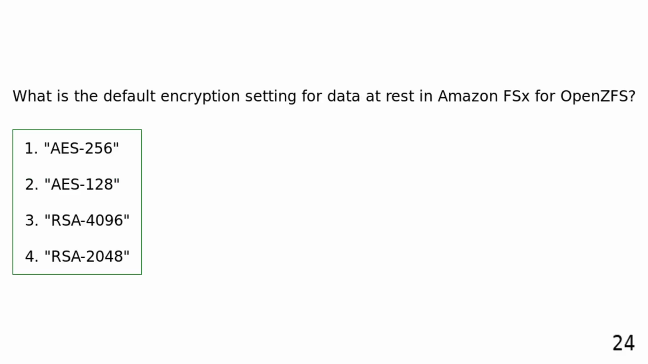What is the default encryption setting for data at rest in Amazon FSx for OpenZFS? AES 256. AES 128. RSA 4096. RSA 2048. Data at rest in Amazon FSx for OpenZFS is encrypted using AES 256 by default.